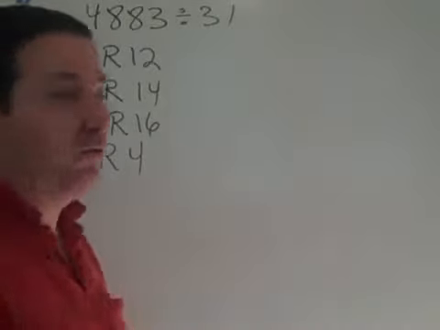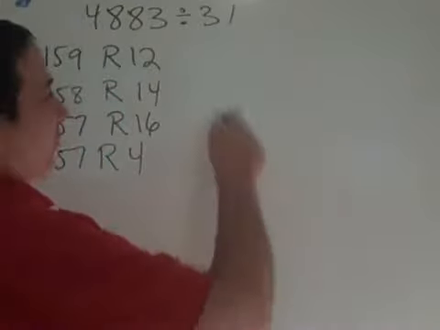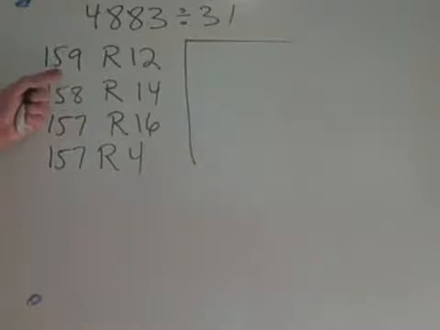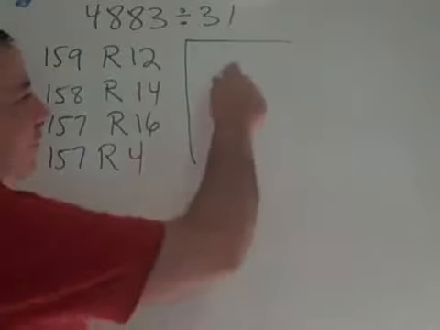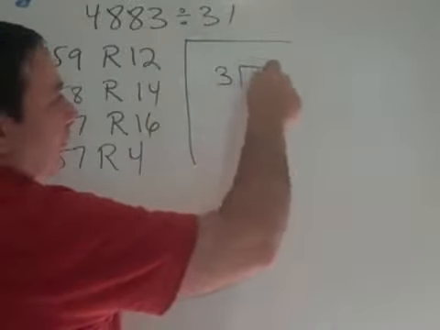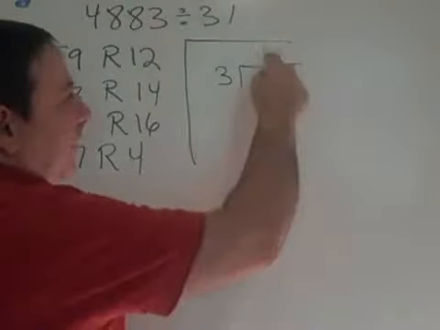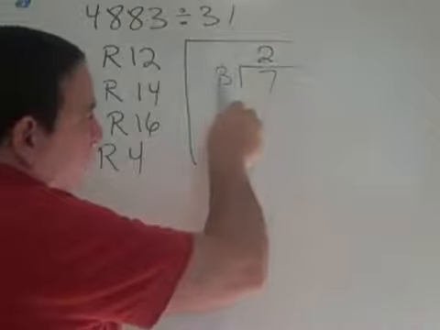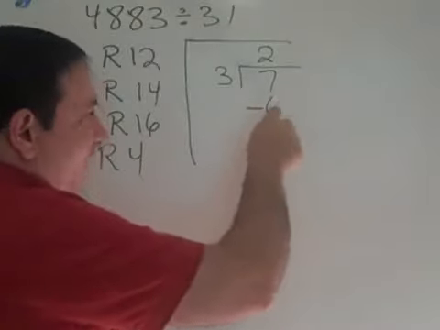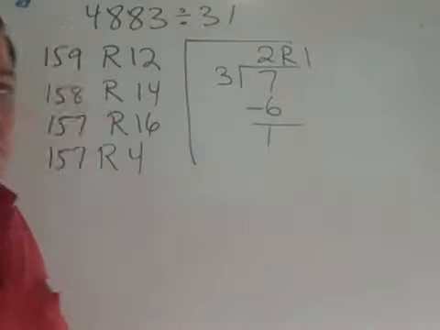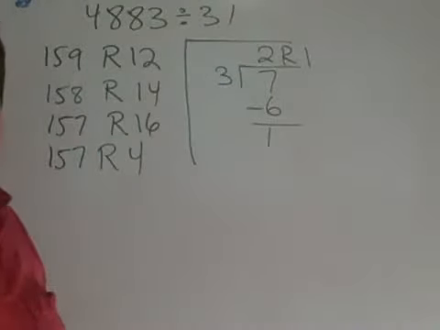I want to teach you two concepts. The first one is, let's suppose for a moment we want to check this answer, 159 remainder 12. How would we do that? Well, let's look at our simpler case. 3 into 7. 3 goes into 7 2 times. 2 times 3 is 6. I take that away from 7, I get 1. Remainder 1. How would you check this? Maybe we made a mistake.